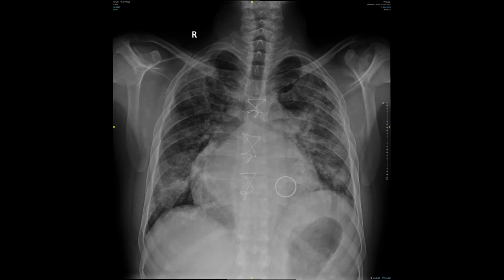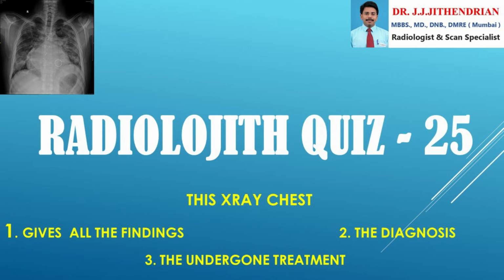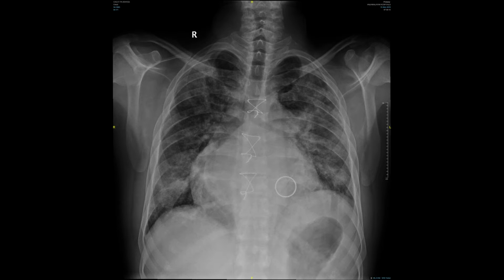Here I am giving only one X-ray chest with no clinical history. You have to give all the findings in this X-ray chest. Tell me what's the diagnosis. In this X-ray chest, can you say about the treatment the patient had undergone? If you want more time, please pause the video and review the X-ray chest. Within a few seconds through this X-ray chest, I will elaborate the findings, its diagnosis and the treatment the patient had undergone. Are you ready? Let's go.